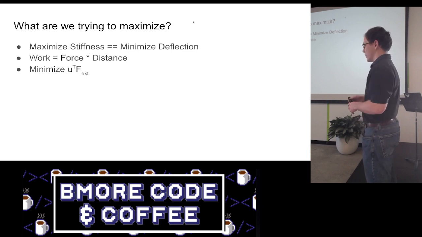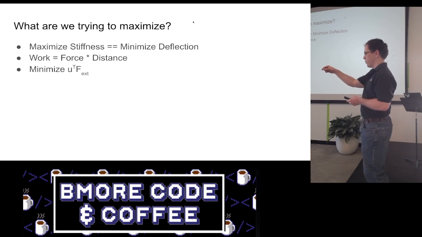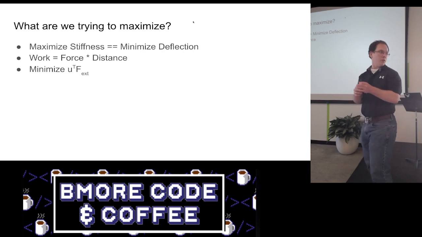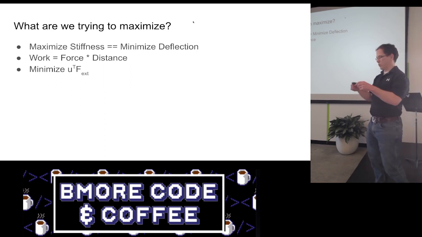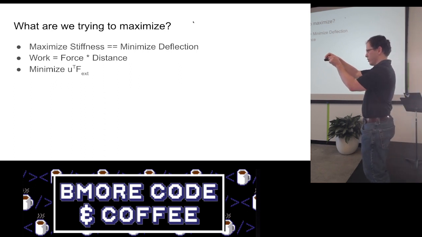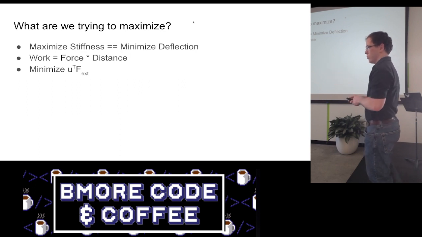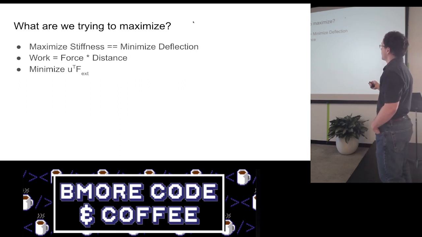So what does that mean? That means if I press on something, I want it to move the minimum amount. So I don't have a camera. Okay, so if we're going to press on our little remote here, we don't want it to move the minimum amount. So that's what we're trying to do. And that's maximizing the stiffness or minimizing the deflection.